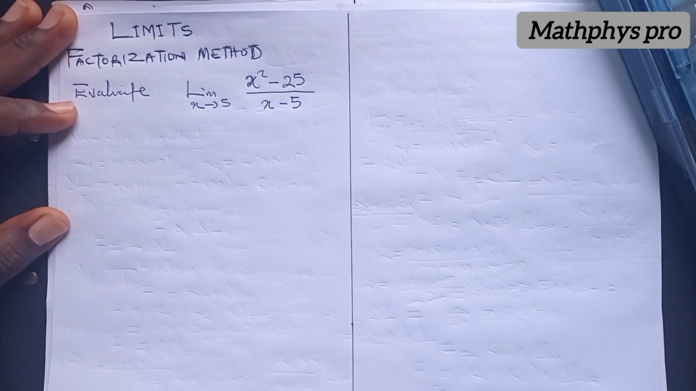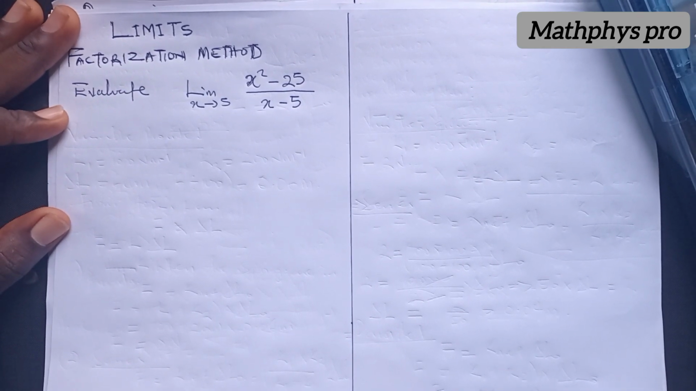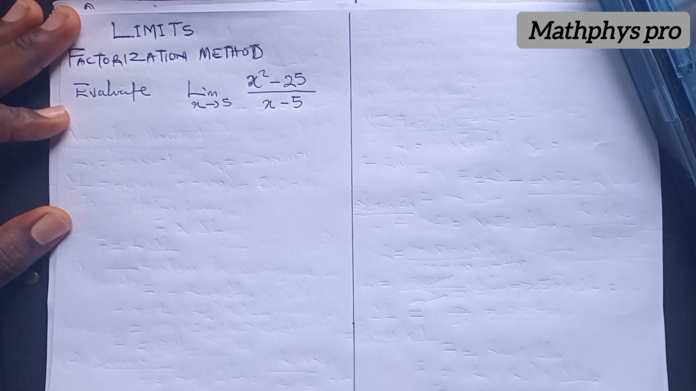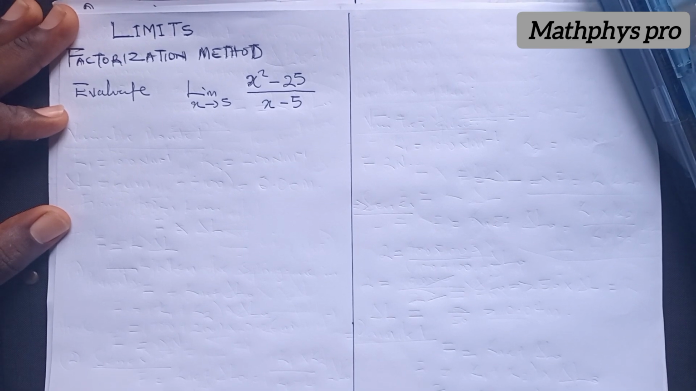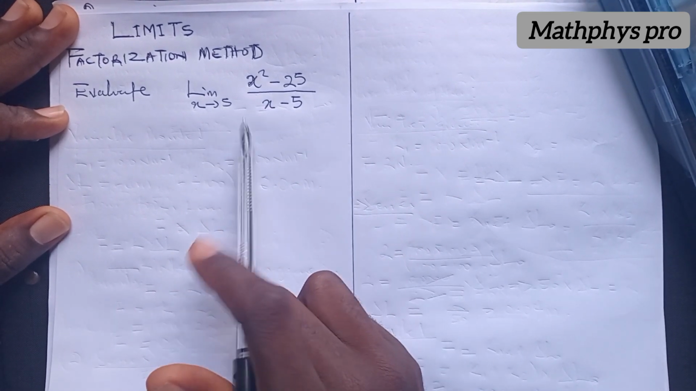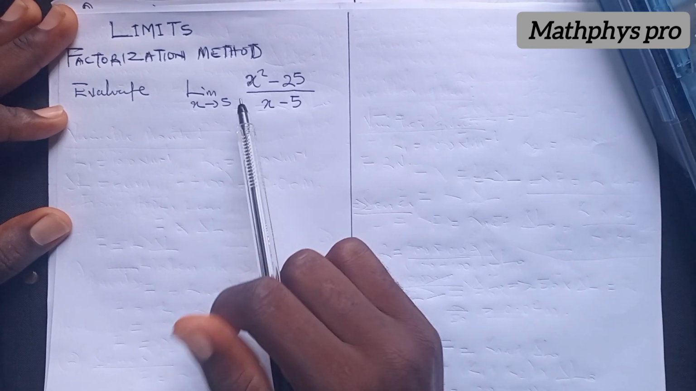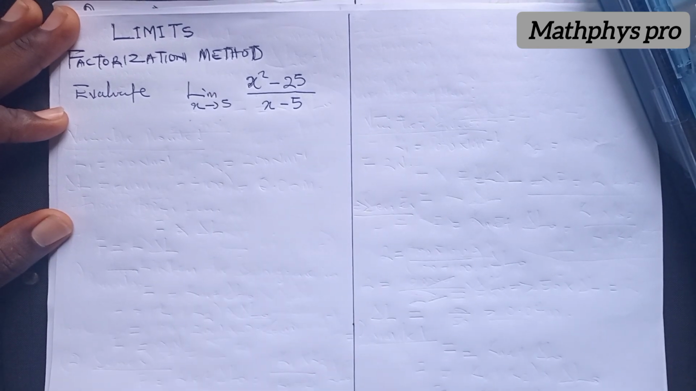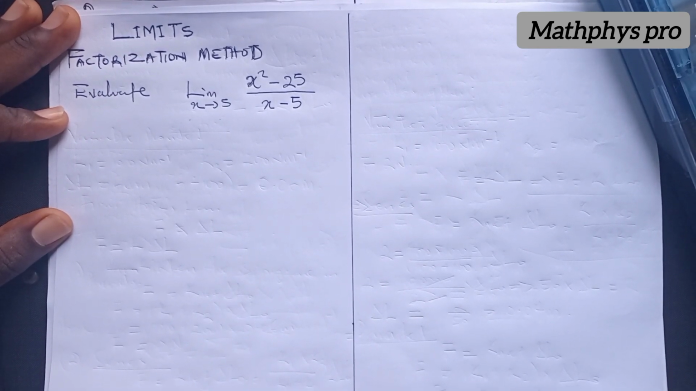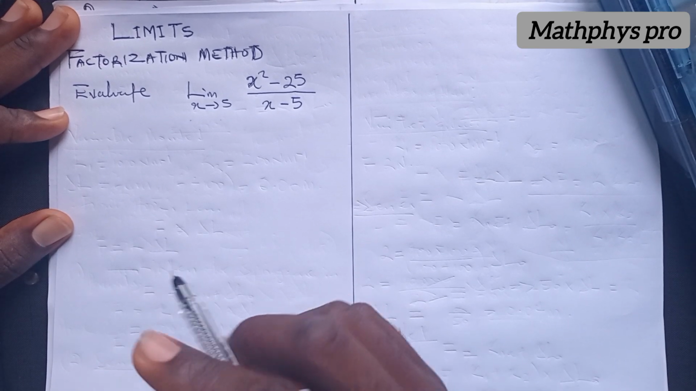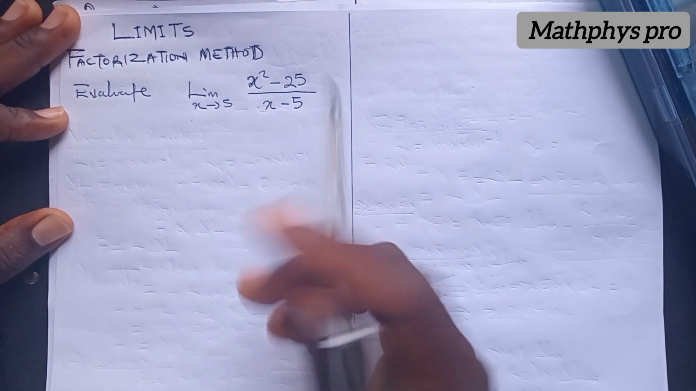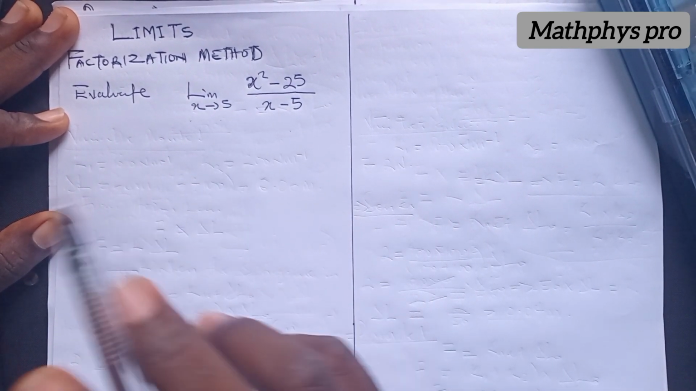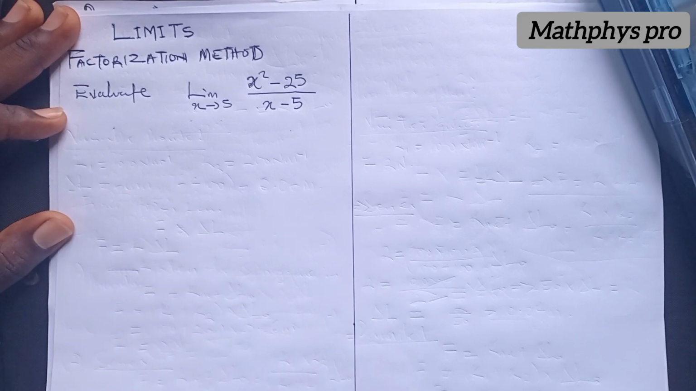So today we're looking at limits using the factorization method. Not all limits can be solved with the direct substitution method. In our last class we talked about direct substitution. Using this as an example, evaluate the limit as x approaches 5 of x squared minus 25 over x minus 5. If we use the substitution method to solve this, for example, let's try it, but the best way to solve this is by using the factorization method.